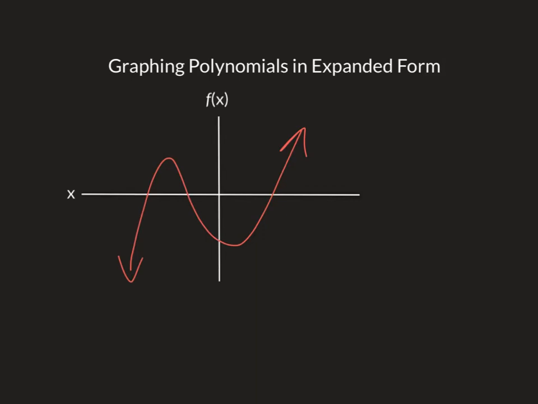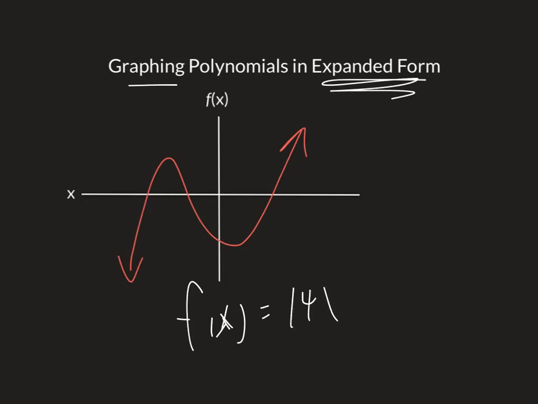We're back, and we're in the new and improved expanded form. How does one graph a polynomial in expanded form? Keep in mind that expanded form looks like something like 14x to the third minus 3x squared plus 2x minus 10. That would be expanded form, right? You're not going to see the factors. You're going to see the polynomial in its expanded form.